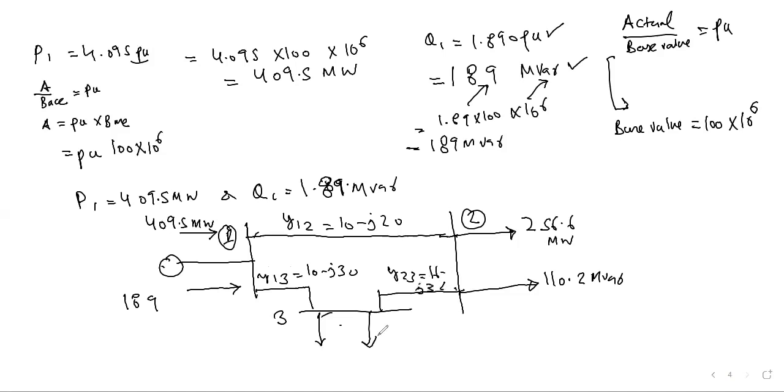Can I calculate for the lines? Can I calculate I12? In the beginning I told you I12 would be equal to Y12 times V1 minus V2, right? I can substitute these values. Y12 would be equal to, what is Y12? Y12 is 10 minus J20.